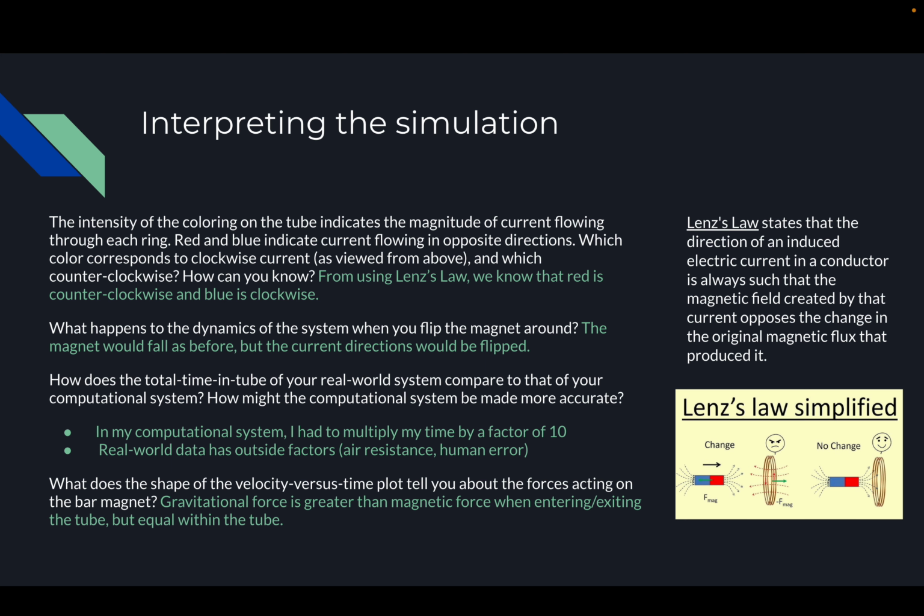What happens to the dynamics of the system when you flip the magnet around? The magnet would fall as before, but the current directions would be flipped.